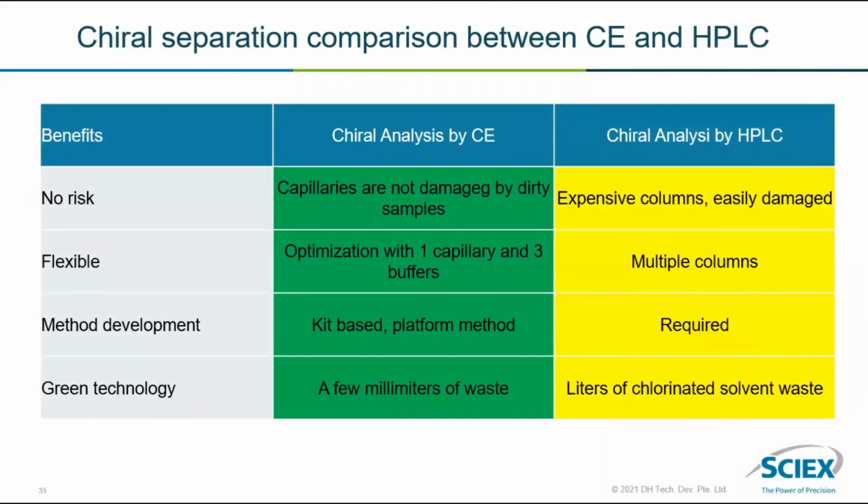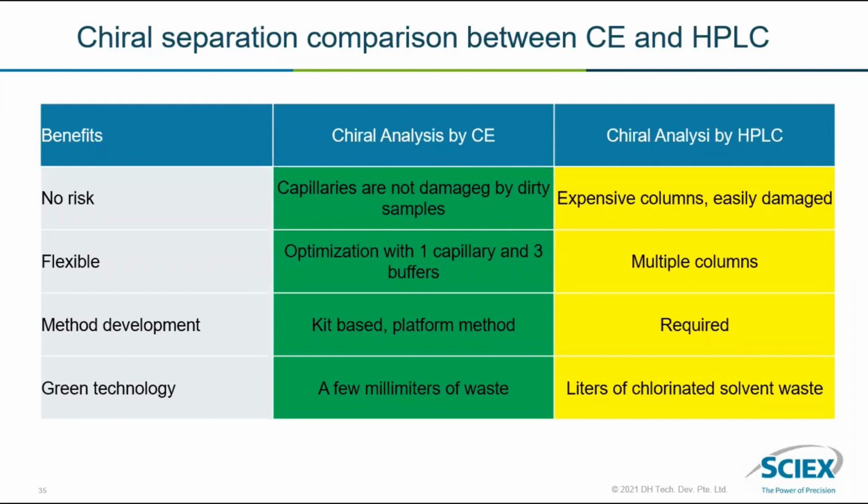Again, if we compare CE with HPLC for chiral analysis, we have several advantages over HPLC. The first is that the capillary can be used for any challenging samples, with no need for desalting or removing the matrix. In the case of HPLC, the matrix can damage your column, so you need to take care of sample preparation. Flexibility: you can optimize the capillary. Three buffers are required for this analysis, whereas multiple columns are required for HPLC.